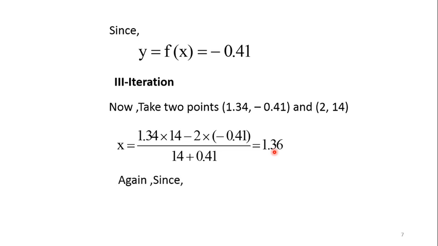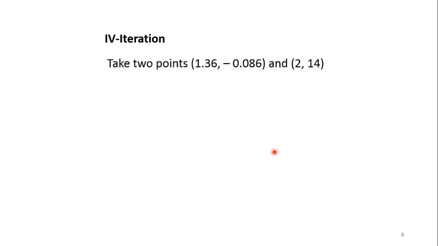Again, you will find the value of y at this point is minus 0.086. As we come to the fourth iteration, take 1.36, minus 0.086, and 2.14. Again you can find x is 1.36.